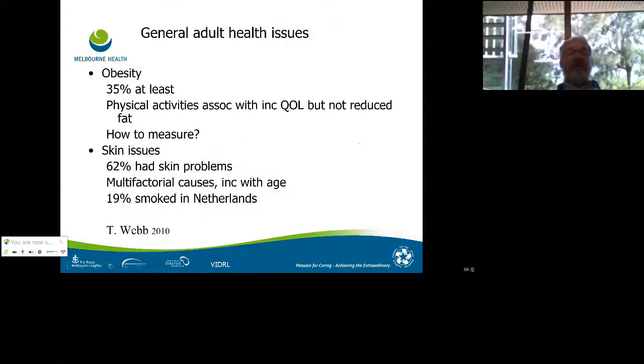35% are obese, and exactly how you measure that, skin folds, etc., not all that straightforward. Obviously, just weighing this and having the capacity to weigh the wheelchair at the same time is really a major issue. In the Netherlands, 20% of this group smoke. There were major problems of skin issues.